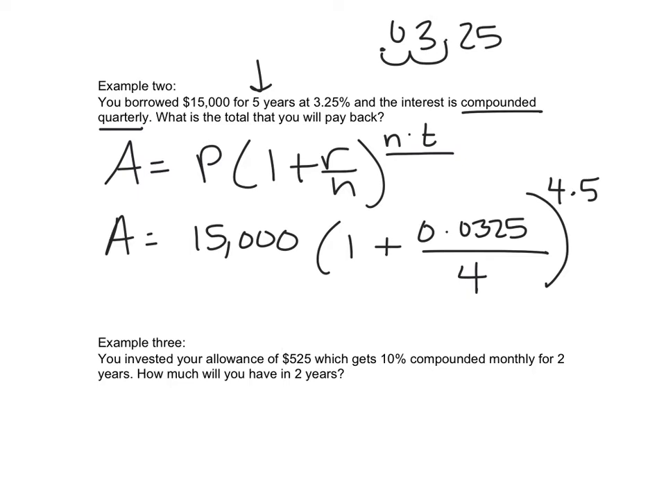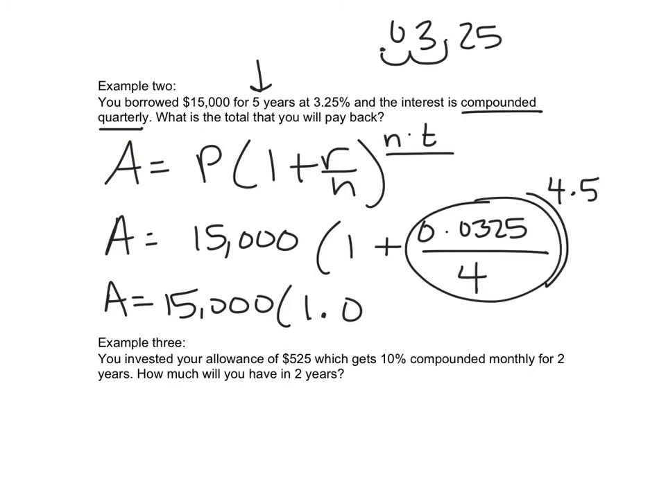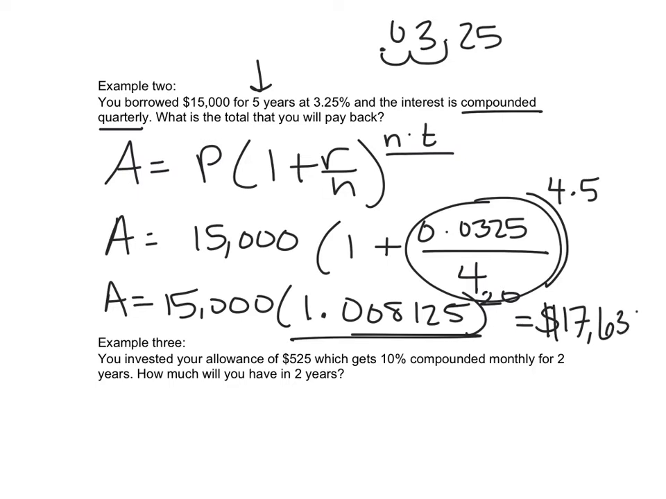So I'm going to rewrite this problem so that you can see what you would plug into your calculator. So inside here, once we divide this by 4 and add it to 1, we get 1.008125. We're going to raise that to the 20th power, get that answer, and multiply it by 15,000. So in the end, you get $17,635.14.